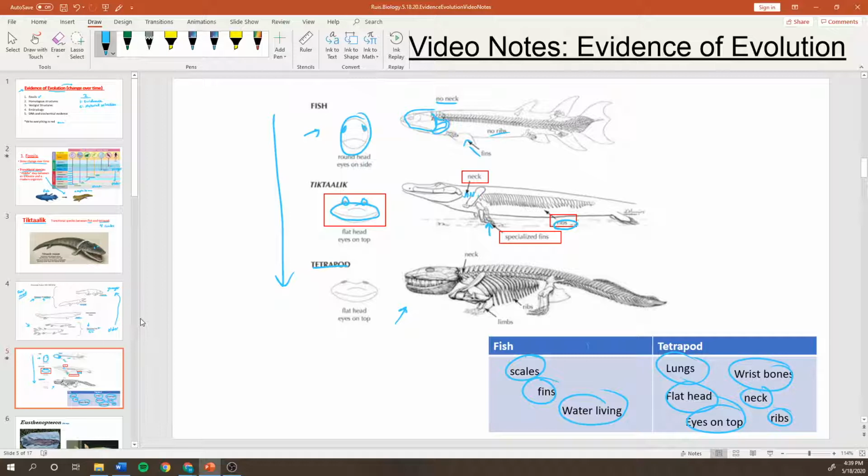And just real quick to talk about why some of these things are happening, well, he has eyes on the top of his head, and he has these specialized wrist bones so that he can push up out of the water and look for danger and possibly get out of the water if he needs to with those specialized wrist bones, which is pretty cool. Fish couldn't do that, okay? All right, let's keep going because I don't want to make this too long here.